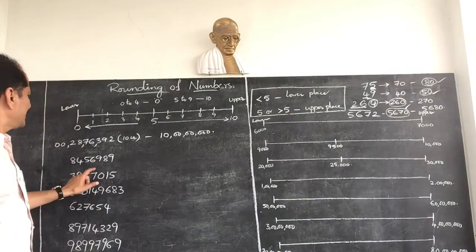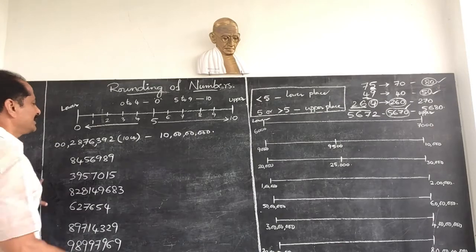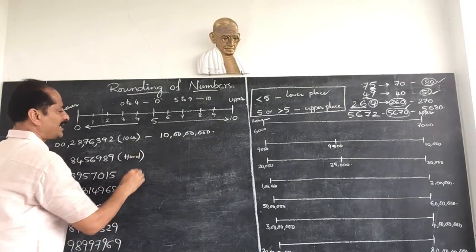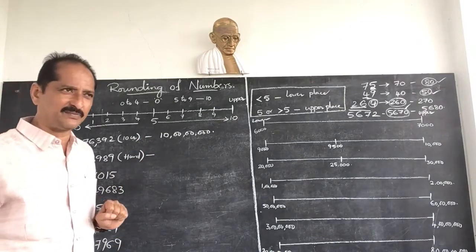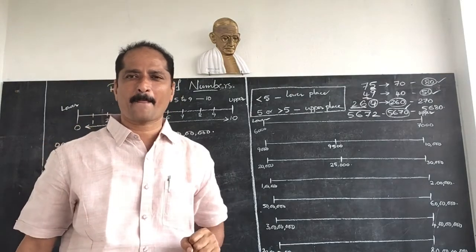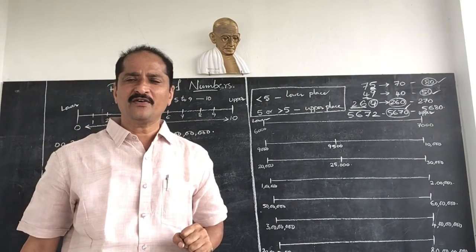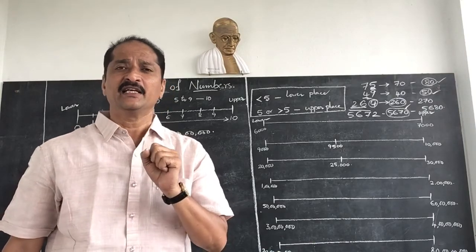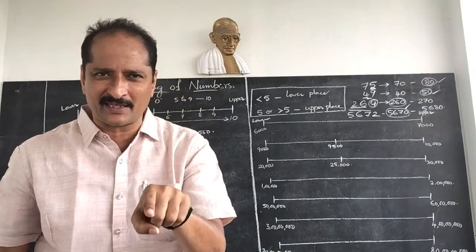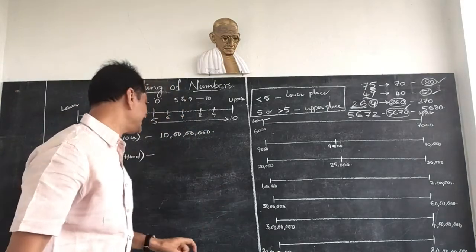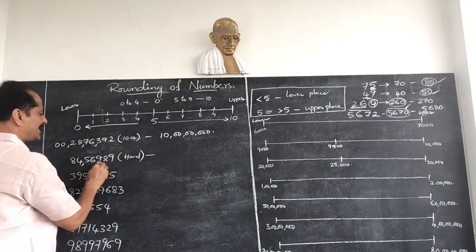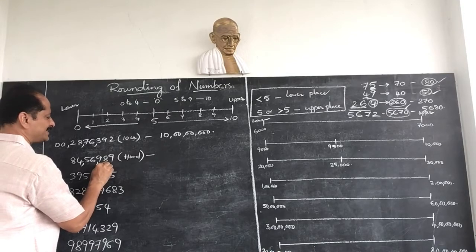Okay, next round off this number to the nearest hundreds. So whenever you are going to round off this number to the nearest hundreds place, we should see the next lower place than the hundreds place. The next lower place than hundreds is the tens place. So units, thousands, hundreds place. Next lower than hundreds place is tens place.